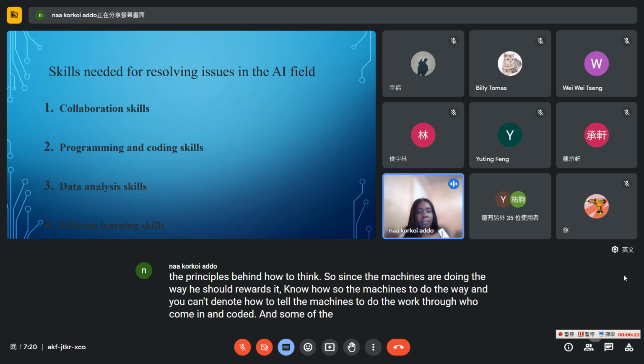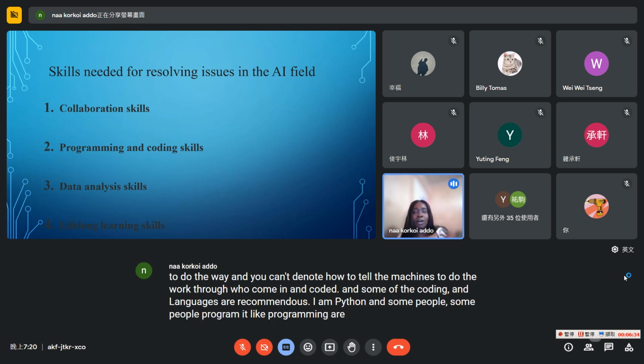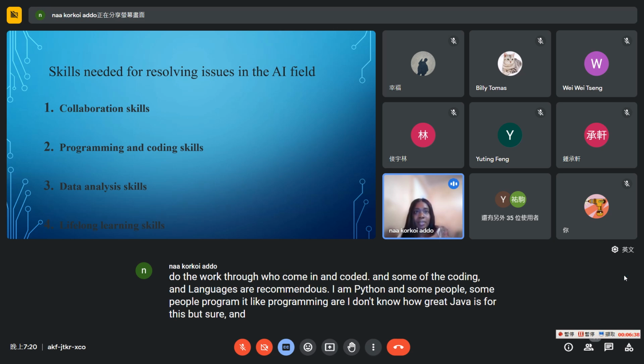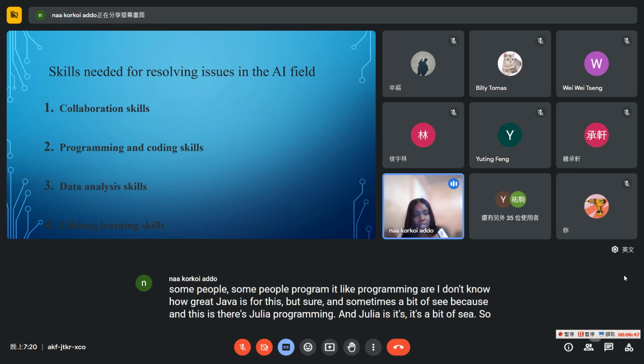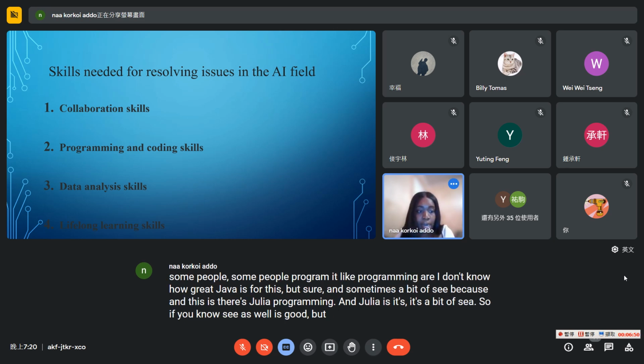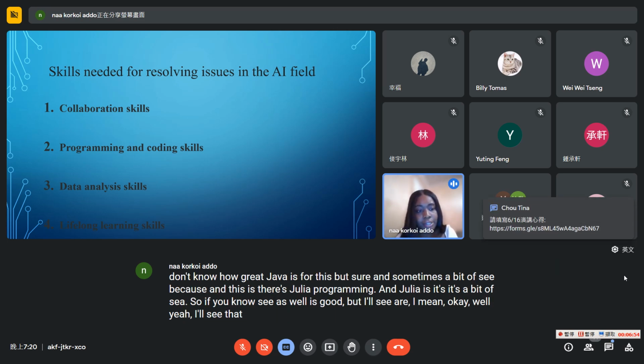Some of the coding languages I'll recommend are Python, and some people like to program in R. I don't know how great Java is for this, but sure. And sometimes a bit of C, because there's Julia programming, and Julia is a bit of C. So if you know C as well, it is good. But I would say R. I mean, why did I keep on saying R? I'll say that Python is just great.